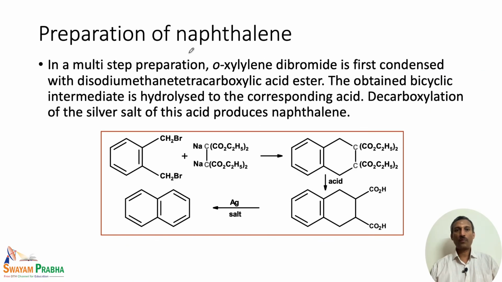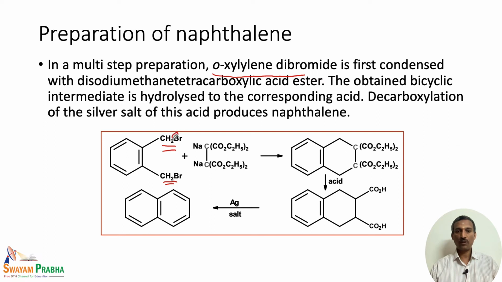The next one is the preparation of naphthalene. It is a multi-step reaction. Here ortho-xylylene dibromide. So, this compound has two bromo groups attached in the ortho position. So, this compound is ortho-xylylene dibromide. This when treated with disodium ethane tetracarboxylic acid ester leads to the condensation reaction.